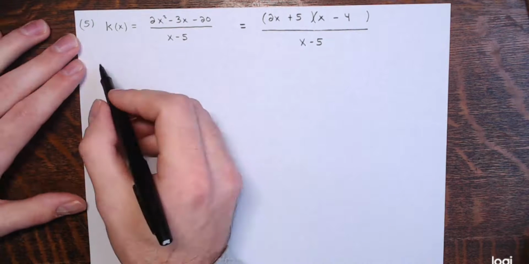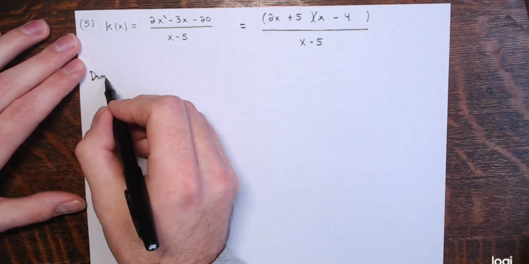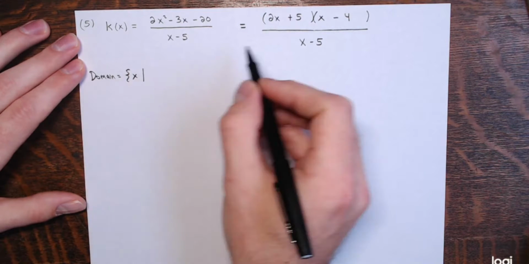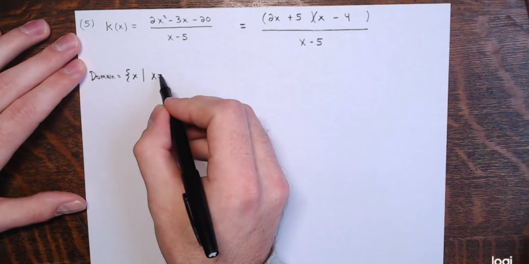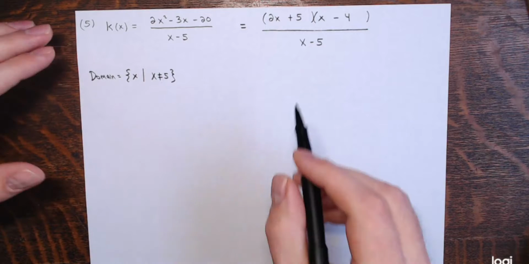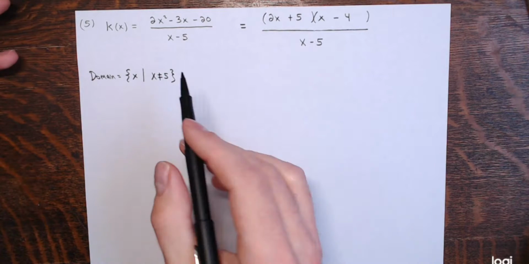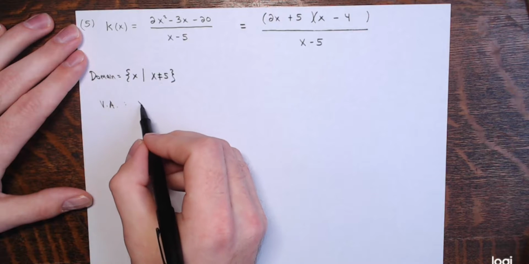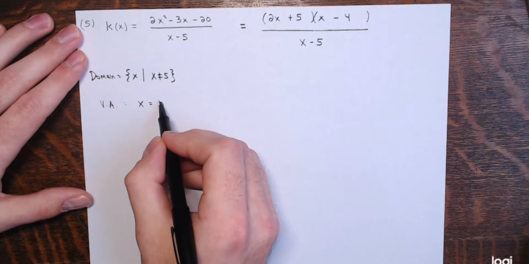All right, so the domain's easy. I can plug in anything for x I wish except 5. And this doesn't simplify any further, so that's going to be where the vertical asymptote is, at x equals 5. There will be a vertical asymptote.